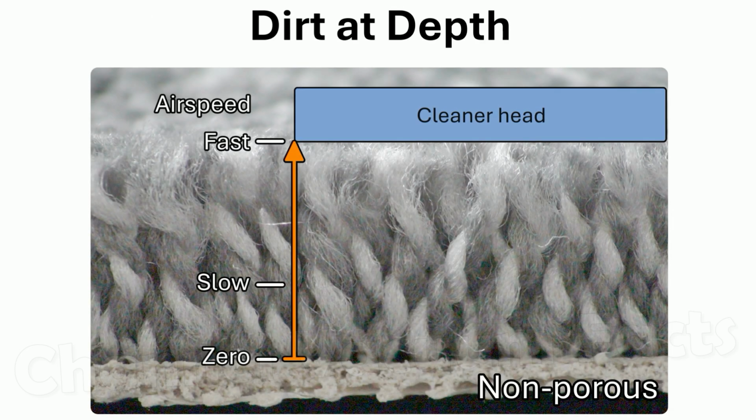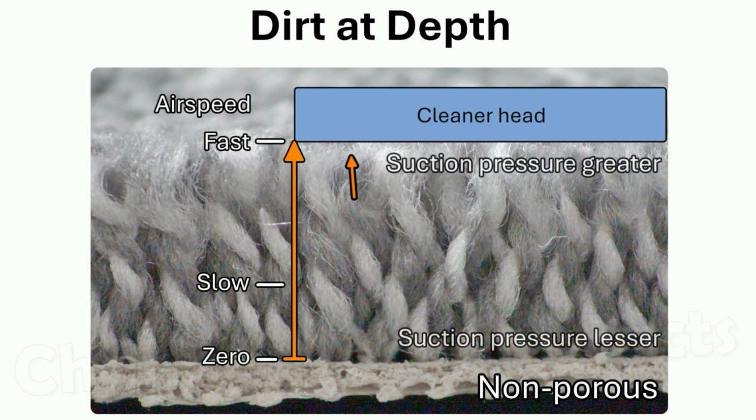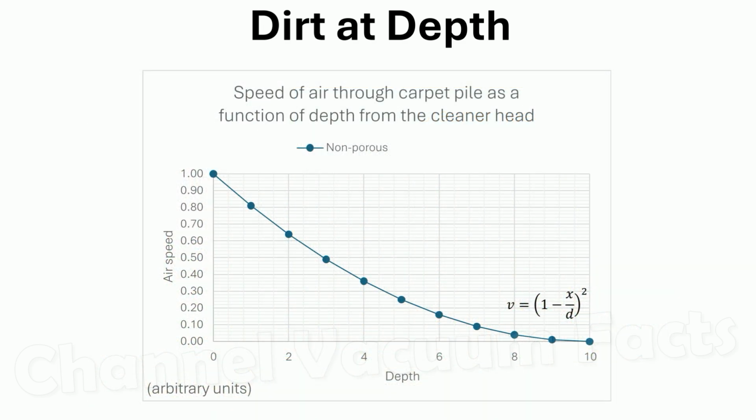The motion of air through porous and non-porous carpets is quite different. Let's consider non-porous flooring first. Airspeed within the carpet pile reduces with depth because the non-porous backing blocks air from underneath, and the carpet base is further away from the low pressure head where suction pressure is greater and airspeed will be higher. To illustrate this, an example trend can be plotted with the mathematical relationship shown, whose derivation goes beyond the scope of this lecture.